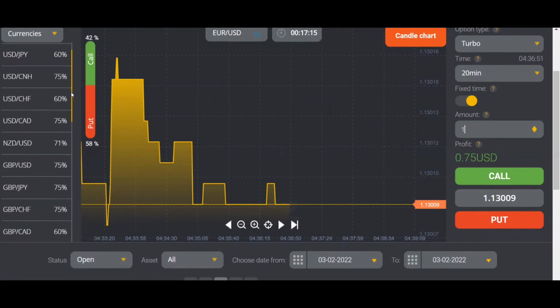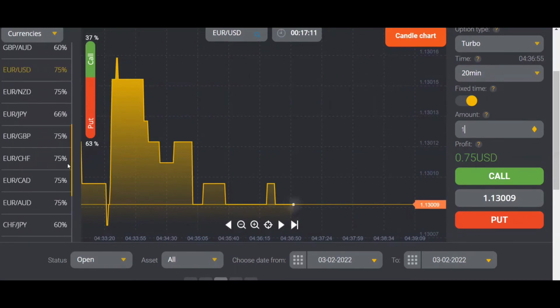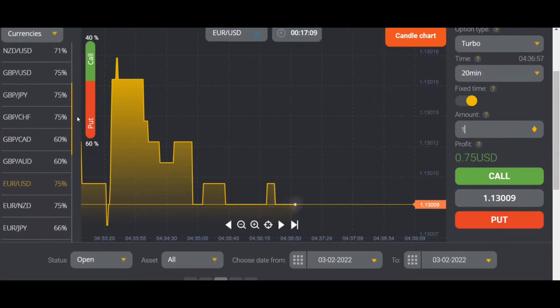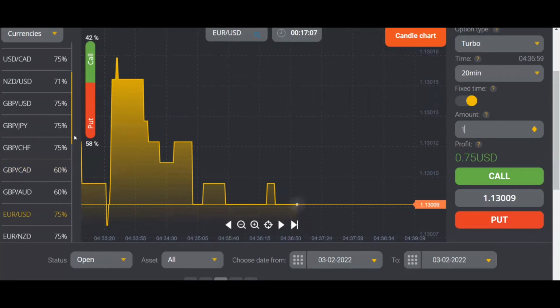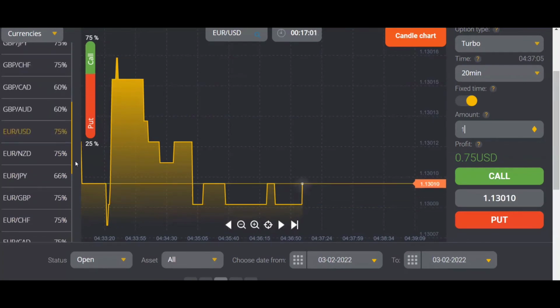So these are typical percentages here. I see as high as 75. I don't see any 95s, but the least that I see here is 60%. Again, the higher the percentage, the more volatile that pair is.